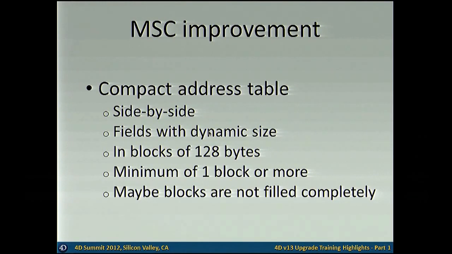The next: maintenance and security center improvement. With v13, you now can explicitly compact the address table. This was possible maybe in 2004 or before, but you never knew when it was done, because it was more or less automatic, depending on internal values, such as how many records in my database I have deleted. So you only knew that it was done when your sets were no longer valid.